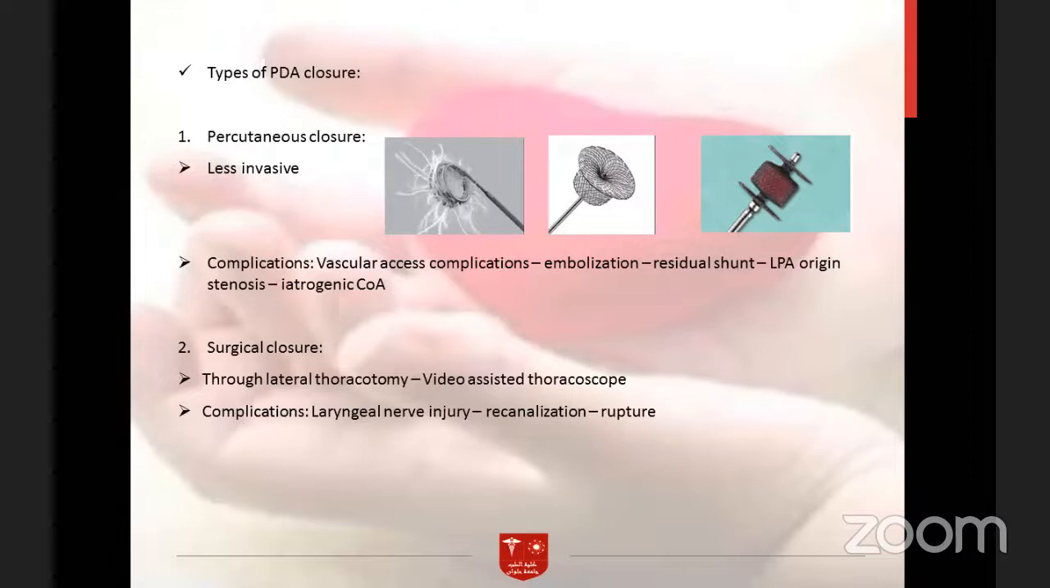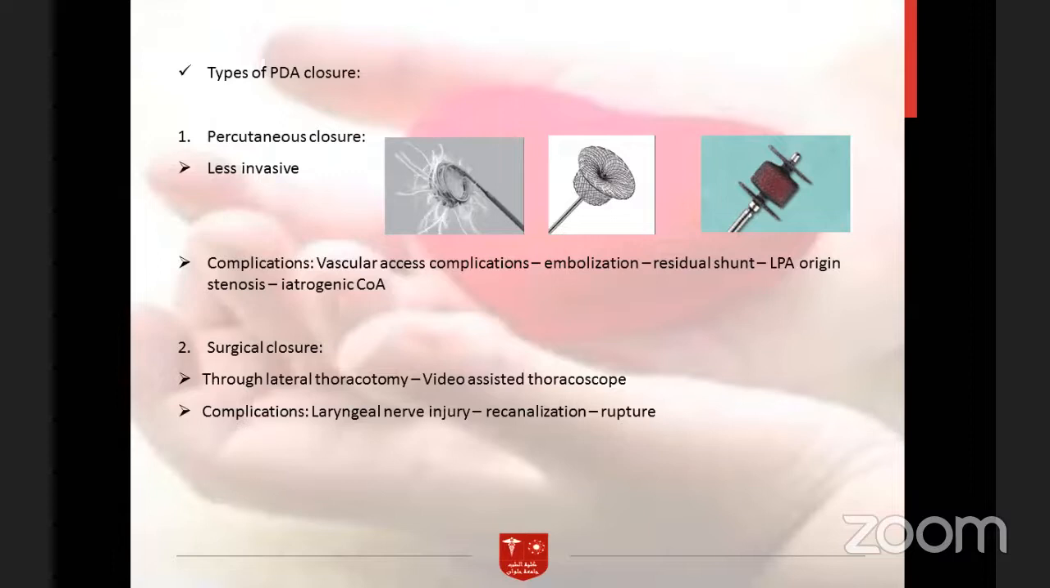The complications of percutaneous closure are vascular access complication, which is the most common, especially in very young child with low weight, the embolization of the devices, residual shunts, LPA origin stenosis, and iatrogenic coarctation, mainly when using large devices in low weight babies.